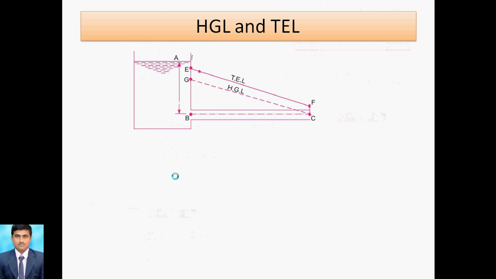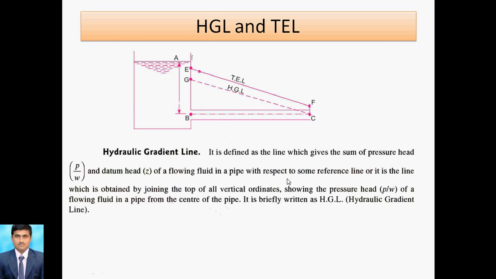Now we move to the next term, that is the hydraulic gradient line. So in the hydraulic gradient line, we are considering the pressure head and datum head. So pressure head and datum head we are considering only in a hydraulic gradient line. That's why it is defined as the summation of pressure head, that is P by rho G, plus datum head, that is Z, of the fluid flowing through the pipe with respect to a reference line. It is briefly named as HGL, that is hydraulic gradient line.